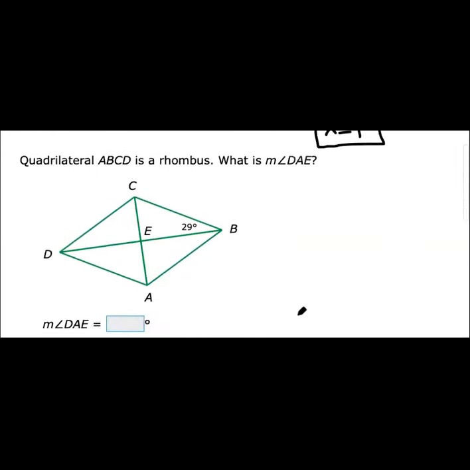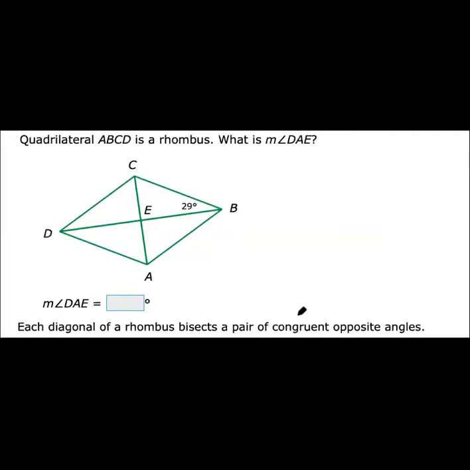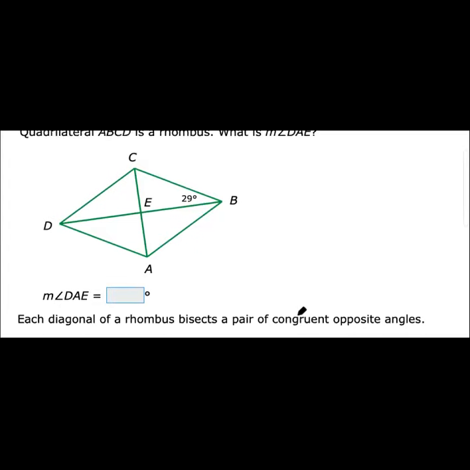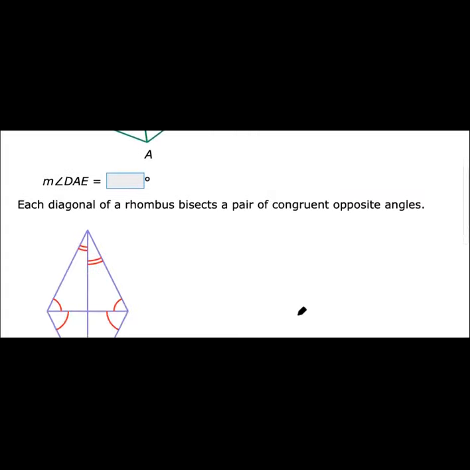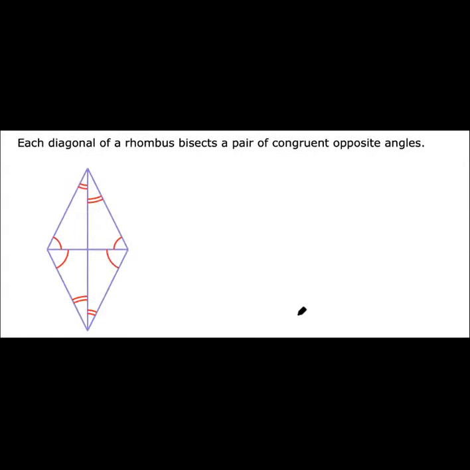All right. Our next problem right here, quadrilateral ABCD is a rhombus. So what is measure DAE? All right, so this one, let's actually take a look at this a little bit more. So each diagonal of a rhombus bisects a pair of congruent opposite sides.